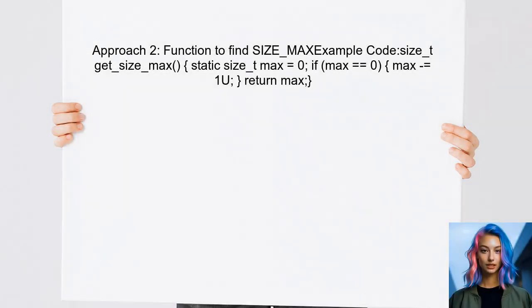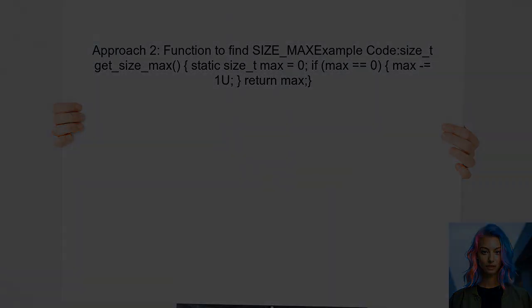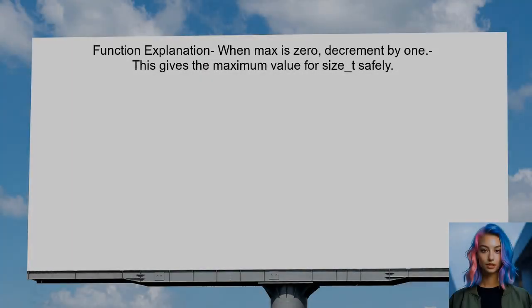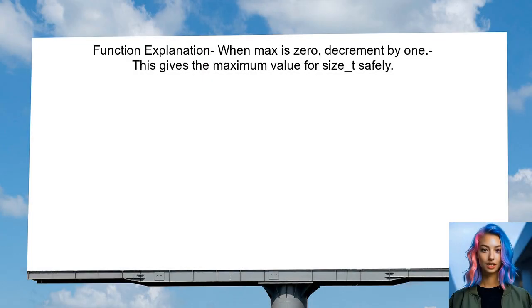Another method the user can try is to create a function that initializes a static variable. This variable can be decremented to find the maximum value. In this function, when max is 0, it is decremented by 1, which effectively gives the maximum value for size_t. This method avoids potential issues with direct assignment.